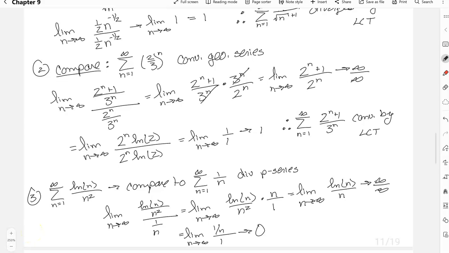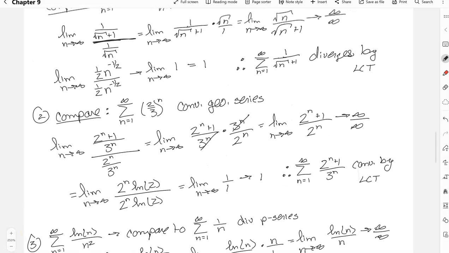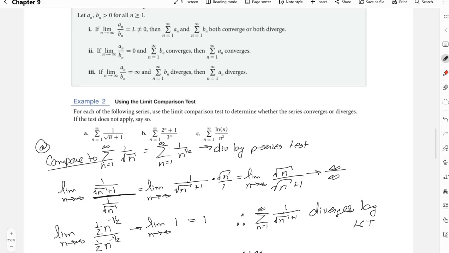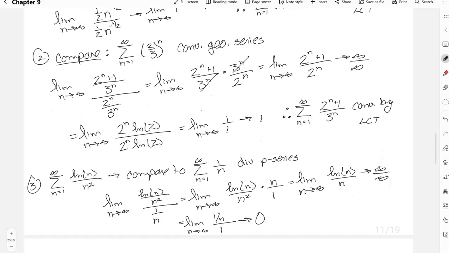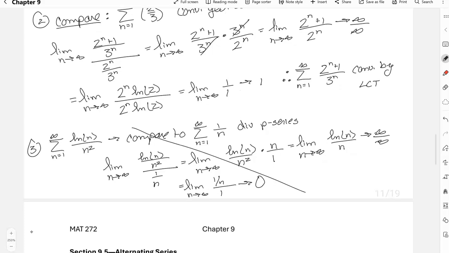So we tried to compare with 1 over n, we got 0. It was in the theorem: if that limit is 0 and we pick something that converges, then it would converge. But we didn't pick something that converges, we picked something that diverges. So this isn't really going to help us with this problem. Let's compare to something different. Let's compare to 1 over n squared.